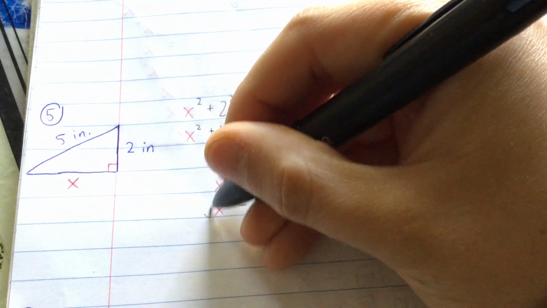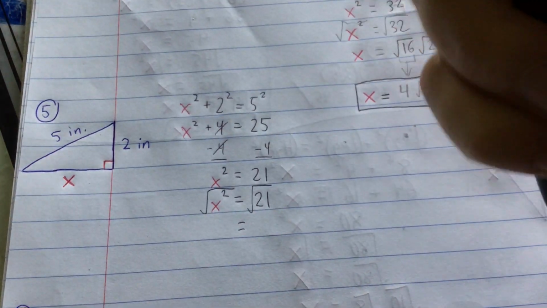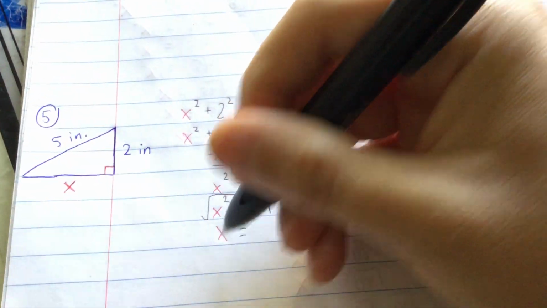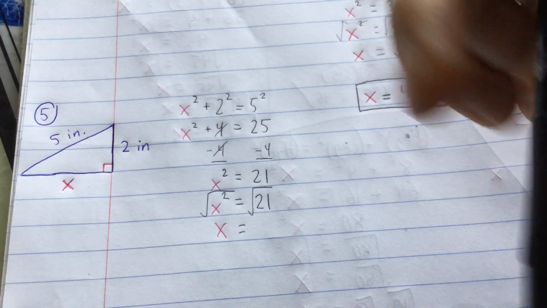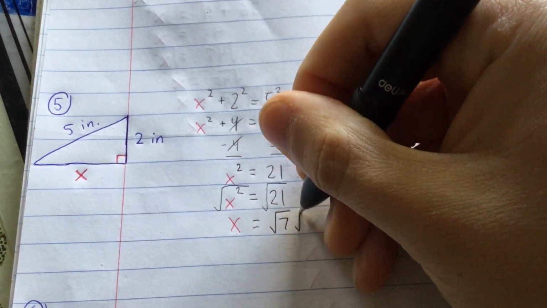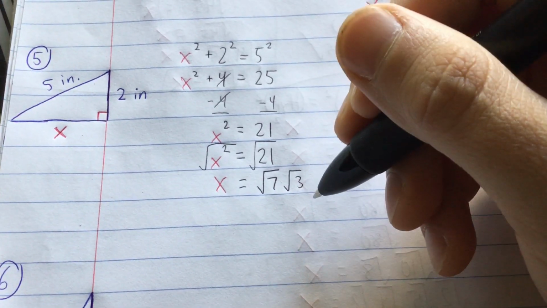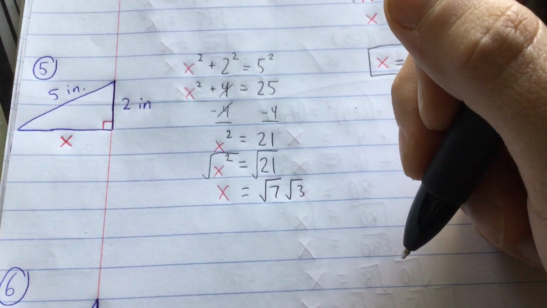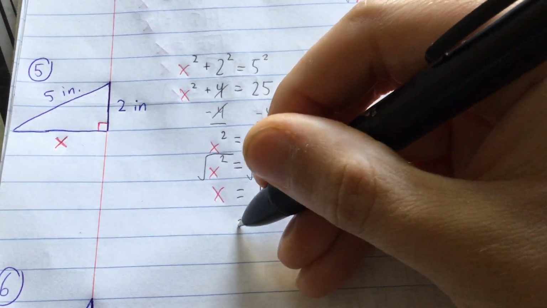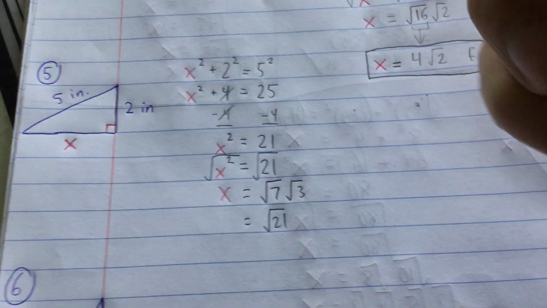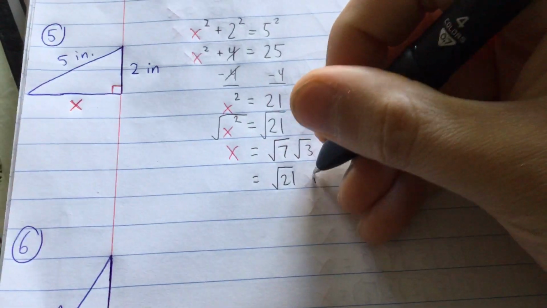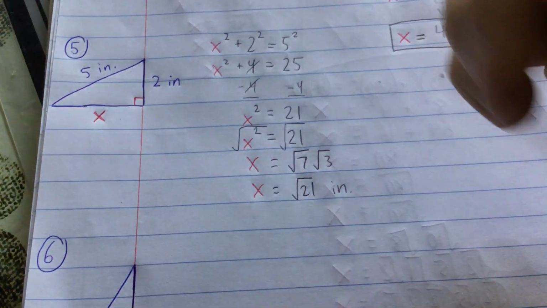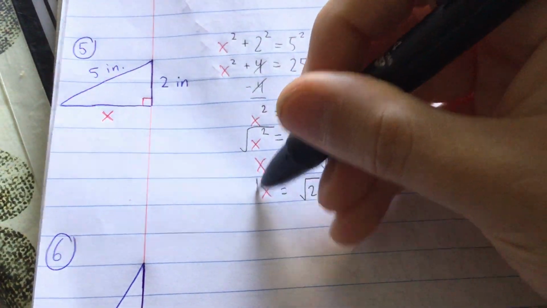So if I square root both sides, I'm left with just the variable x. And can I break up radical 21? Yeah, I suppose I could give it a shot. I could go 7 times 3. So let's make this radical 7, radical 3. Can I break this up even more? 7's prime, 3's prime. That doesn't really help me. So I could just put it back together and say radical 21. So we are in inches. So the unknown side length, the unknown leg, is the square root of 21 inches. So that's our unknown side length.